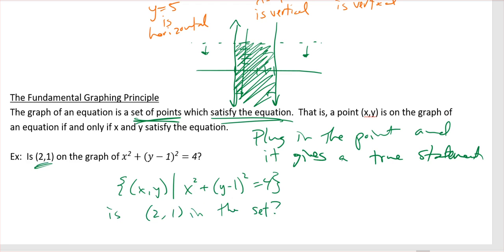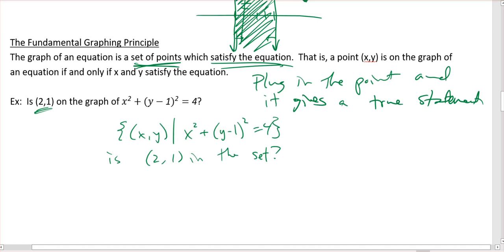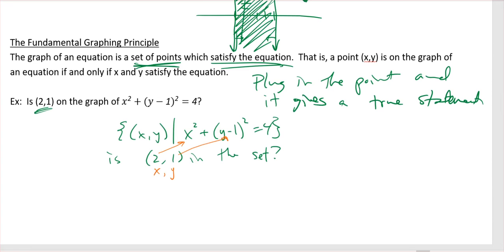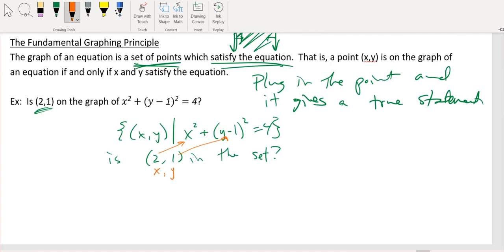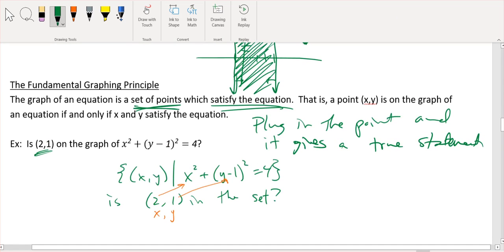So, let's see, does it make it true? We're going to put in 2 for x, and we're going to put 1 in for y. We're going to put that right there, and we're going to put that right there. And we can do this. This hopefully is routine, to plug this in.